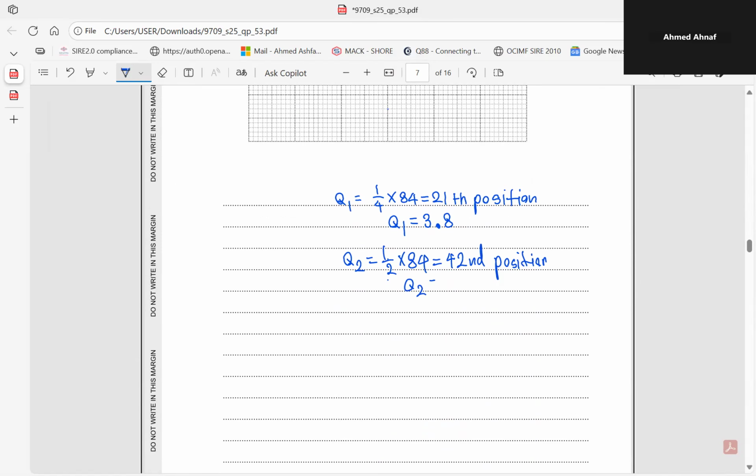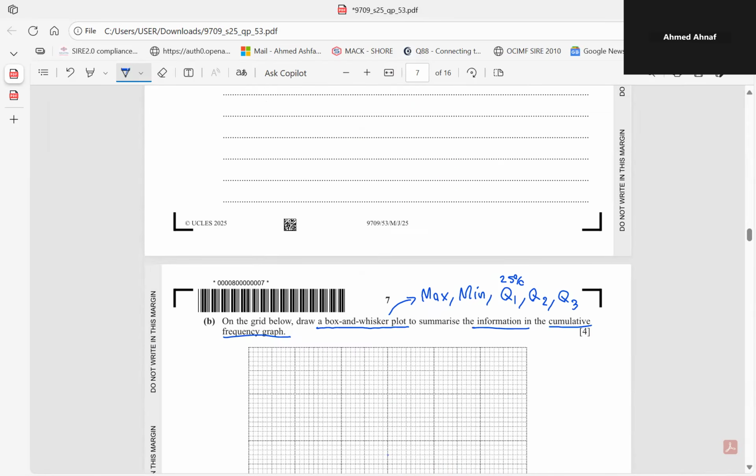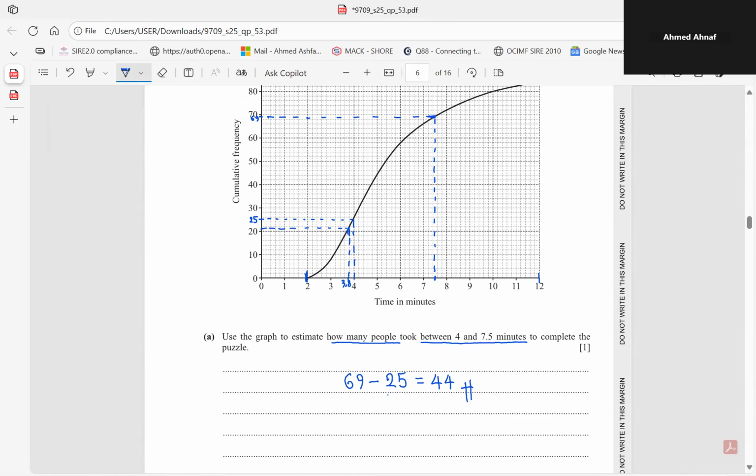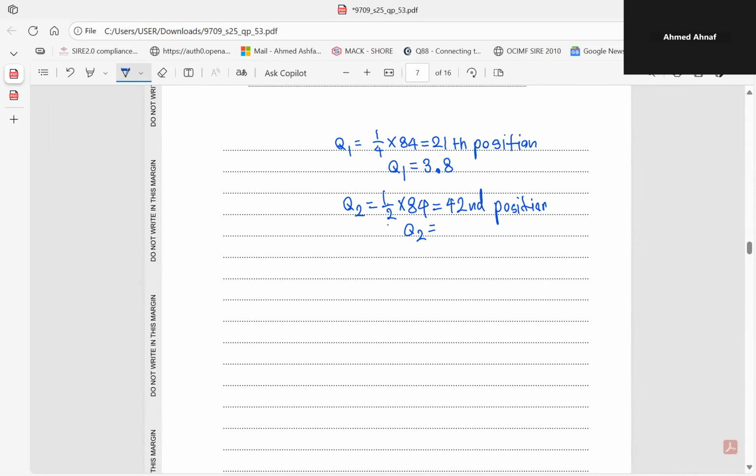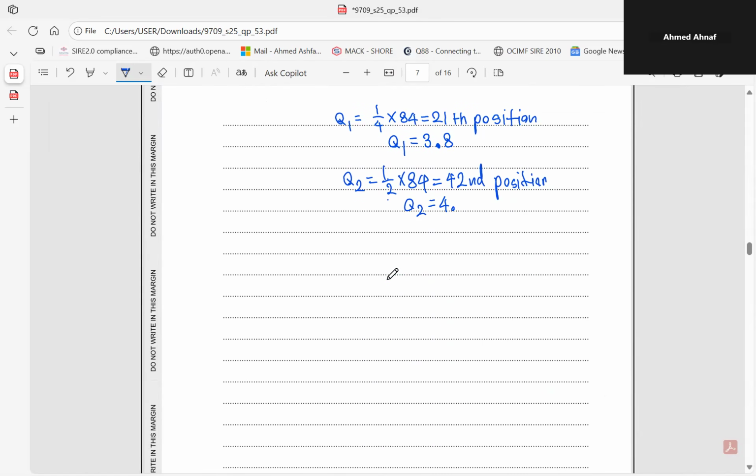So let's take a look at the cumulative frequency graph for 42. 42 is right above 40. Okay, trace it, you get exactly to this point right before 5. So that would be 4.8. So Q2 is 4.8 minutes. It's also in minutes.